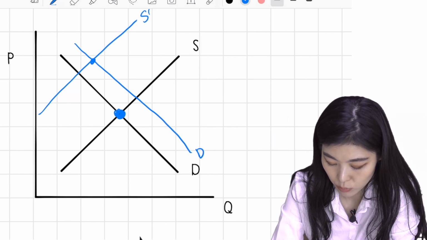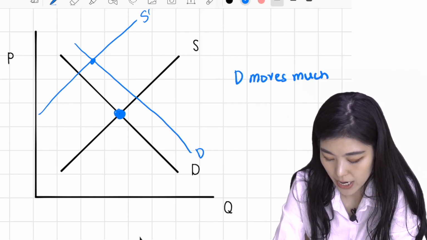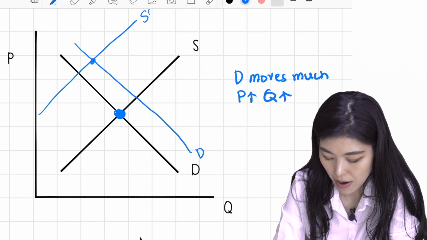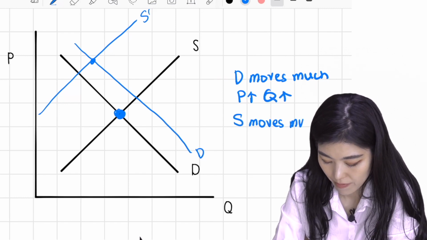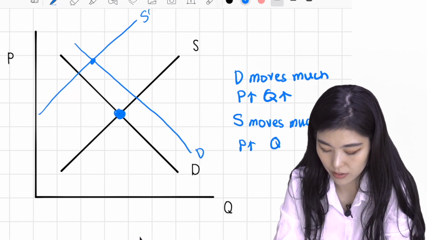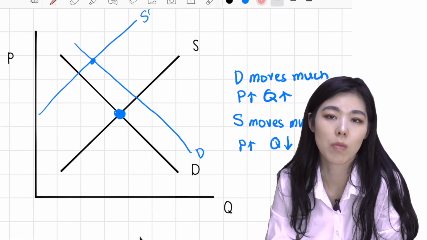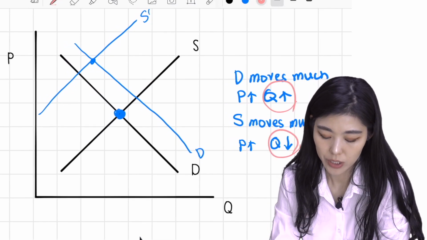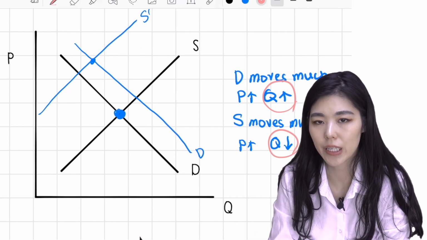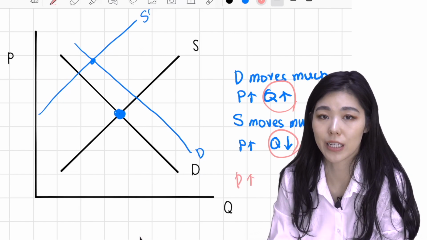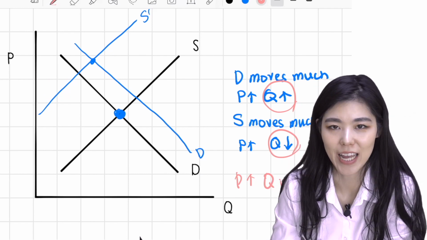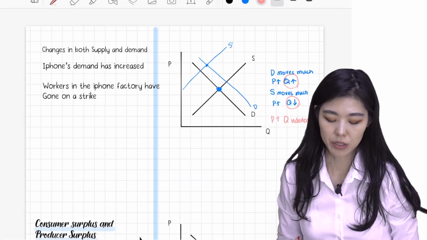When demand moves much, the price increases, quantity also increases. When supply moves a lot, now price increases, quantity decreases. This is what happens, and the question doesn't tell us how much they have shifted. We know that price is going to increase, but we don't know whether the quantity will increase or decrease. Price will increase, but quantity is indeterminable. That's what you have to say. That's what you have to check in the multiple choice question box.